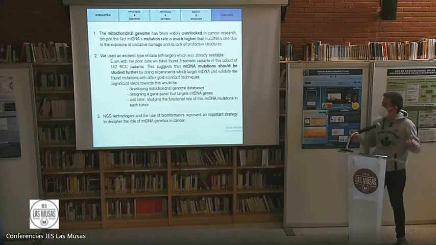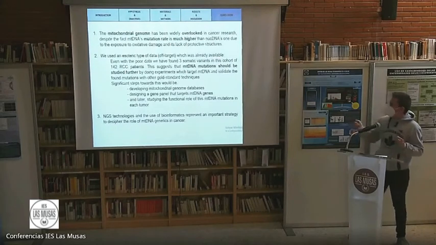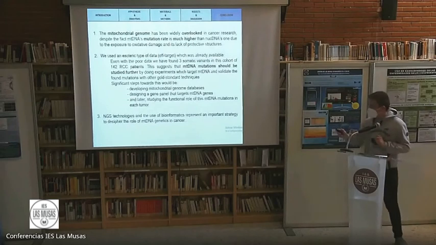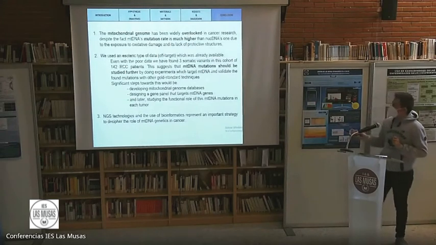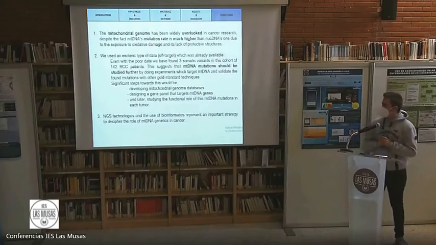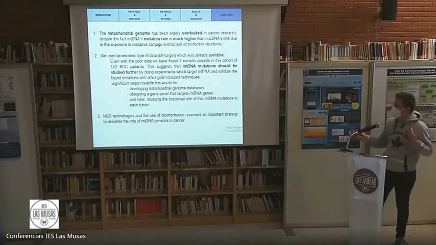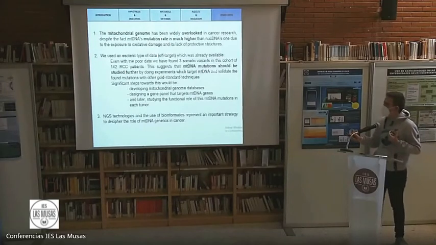in cancer research, but some recent studies are raising attention in this field. Even though we used poor data, we found 3 somatic variants. This means that mitochondrial DNA mutations should be studied further by doing experiments with target mitochondrial DNA and validate the mutations with our gold standard techniques. Because another important fact about our study is that we did not validate the mutations. Therefore, maybe they weren't there and it was all a mapping error.